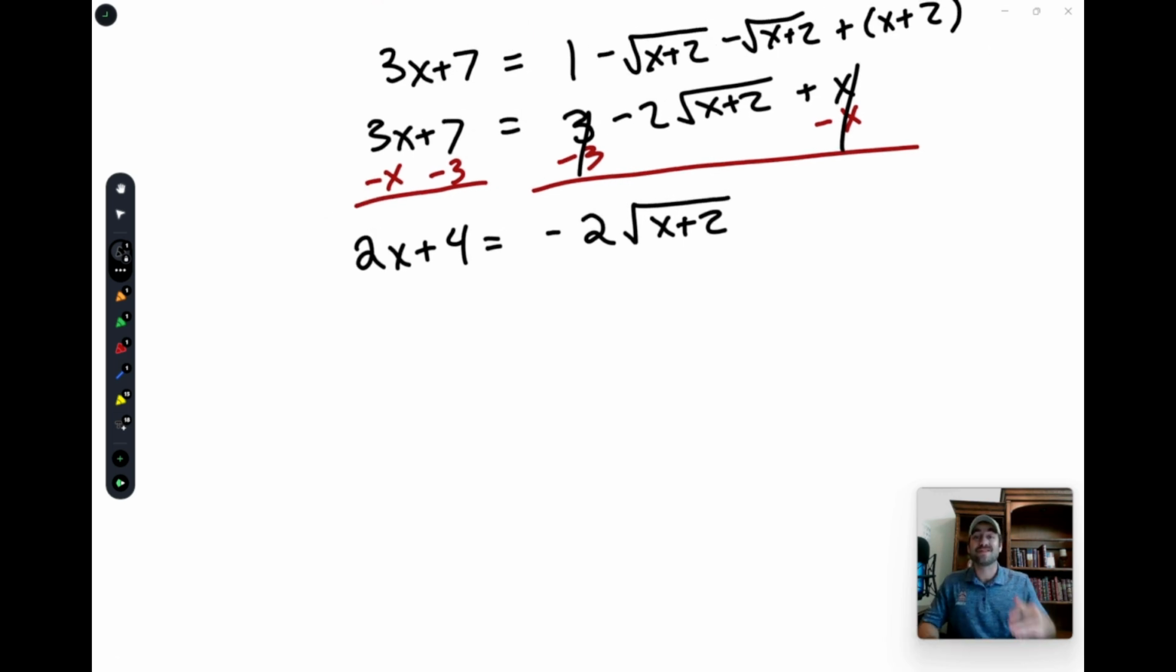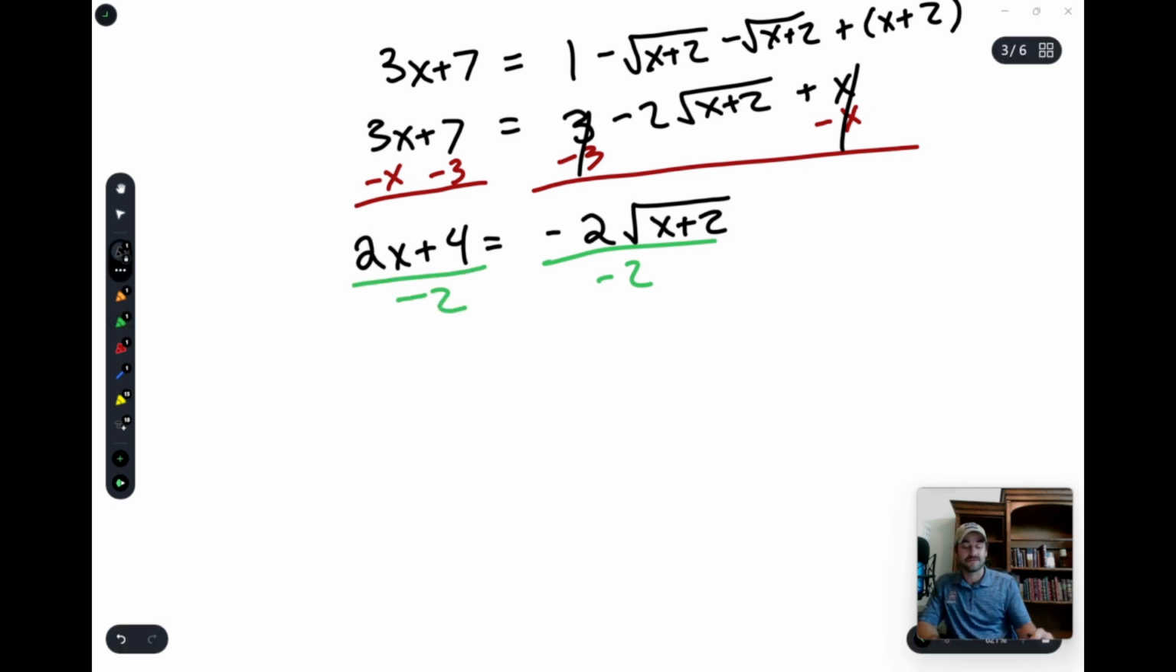We got rid of one of the roots. Now our goal is to get rid of the other root by squaring someday. But I want to make it as easy as possible when we do that square. So I'm going to do one more move and get that negative 2 to the other side. And maybe I'll simplify first even.